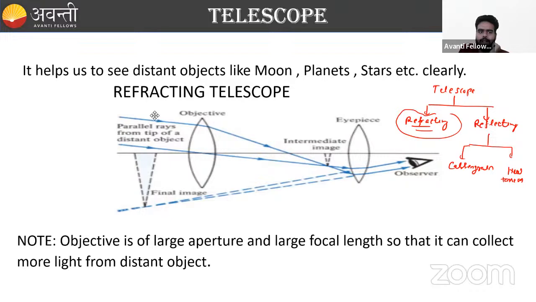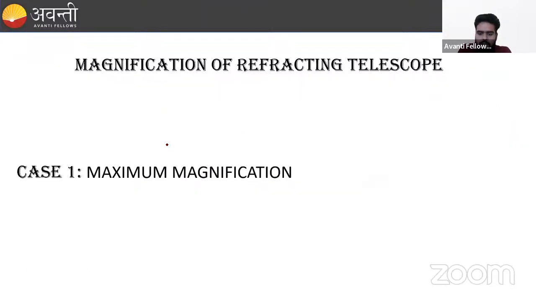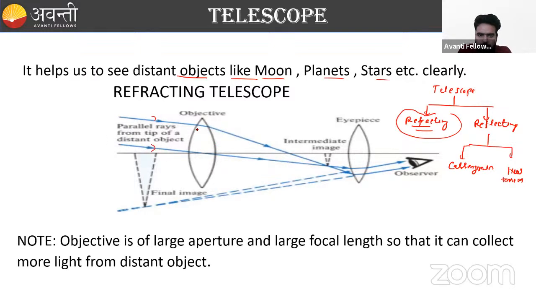What is the use of a telescope? We want to see distant objects, that is planets, stars, etc. If we consider any star, the rays coming from this star are parallel. Two types of lenses are used here: one is the objective and another is the eyepiece. What we observe here is that the size of the objective lens is more than the size of the eyepiece. It means the aperture of the objective is greater than that of the eyepiece.